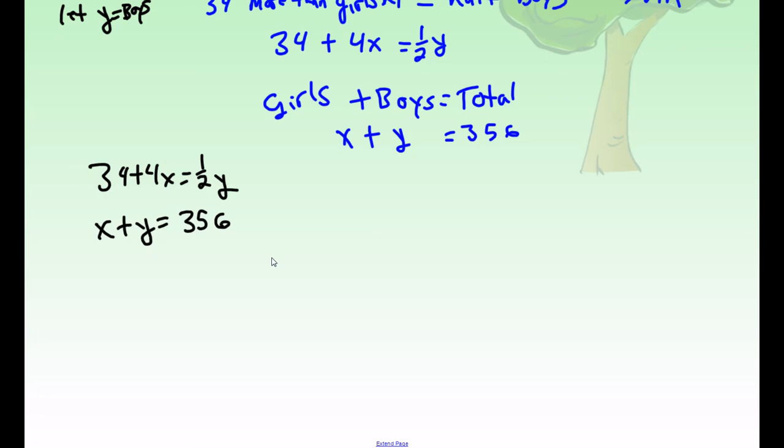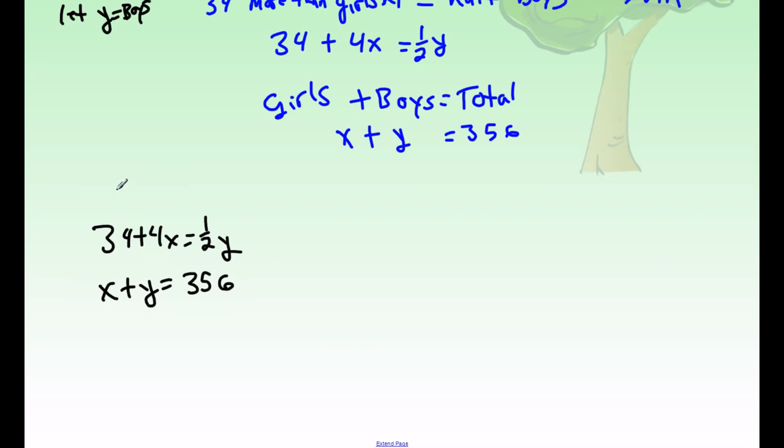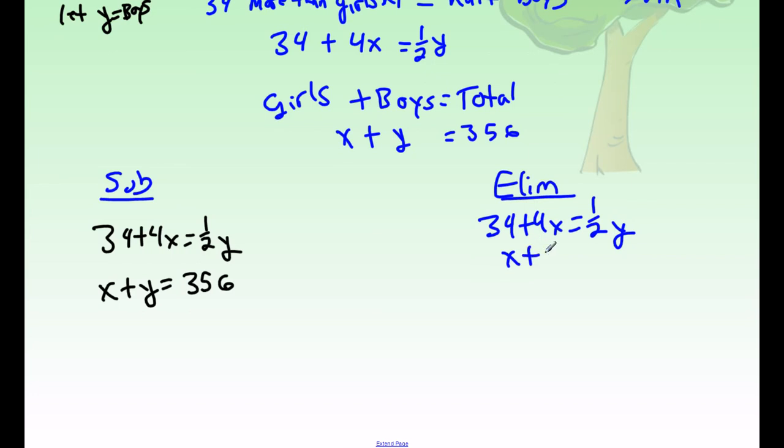Now, what I'm going to do is I'm actually going to do this problem both ways. I'm going to use substitution and elimination just to show. So let me scooch this down, for planning purposes. So I'm going to do the substitution method here and the elimination method over here. 34 plus 4x equals 1/2 y, and x plus y equals 356. All right.